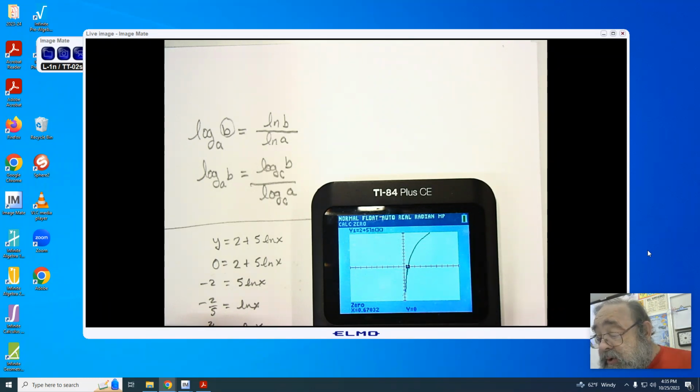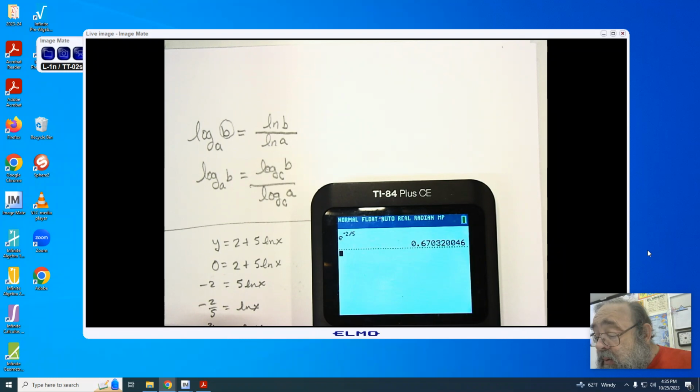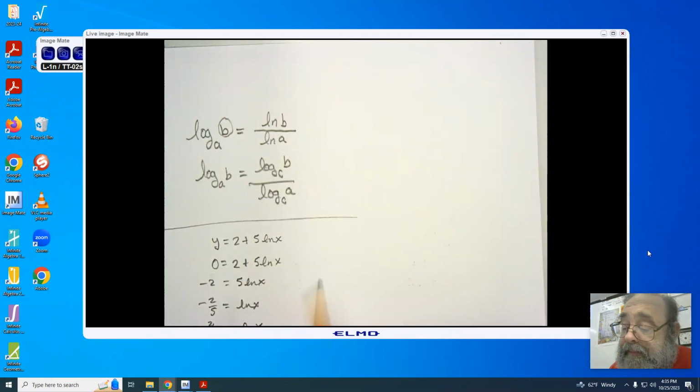0.67032. Now, just be aware, I can go to my home screen and hit X, enter. Notice that the X that is currently stored in the calculator when I use X is the X that is on the axis or on the graph that I've already created. So just be aware, there are a couple of ways we could get it, okay? Let's go ahead and try another one.